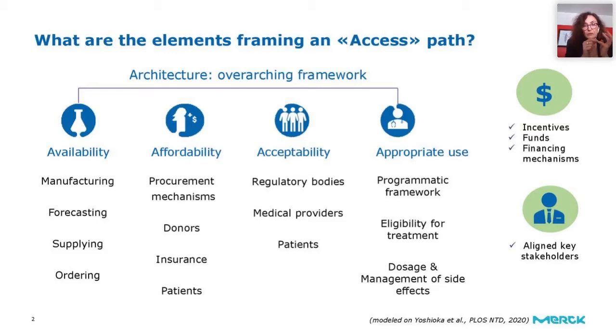Availability means that there is the right manufacturing and manufacturer interested in producing that particular product, associated with the right forecasting, together with a supplying and ordering mechanism. This is associated with affordability. Affordability, as Lieven was clearly showing, has to be thought through as early as research to make sure that at the end we have a product, when it's launched, that is at an extremely affordable cost.